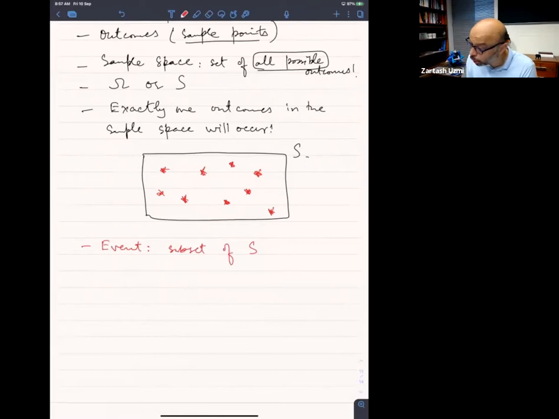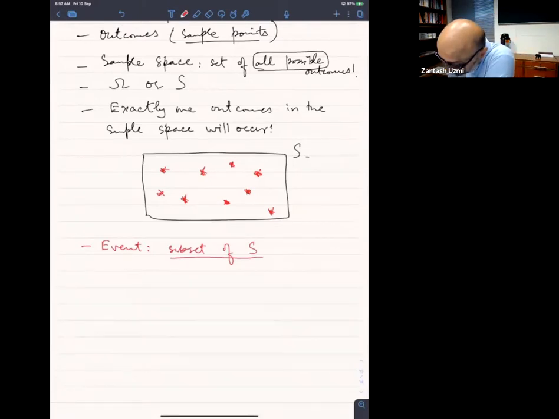An event can also contain all the outcomes, so it encompasses the entire sample space. That event is guaranteed to occur. It will definitely occur. So event is simply a subset of S. Simply a subset of S.